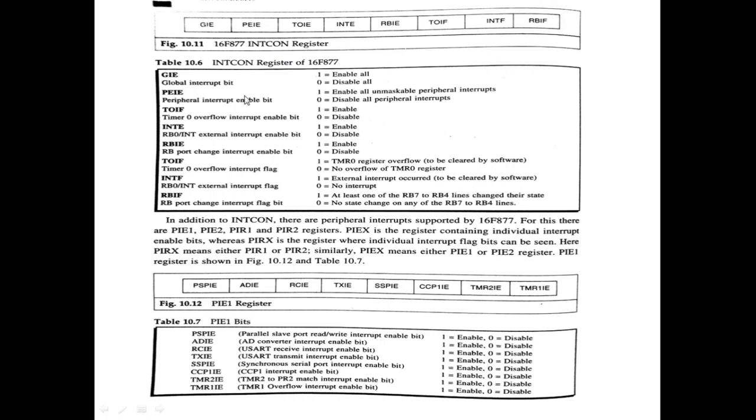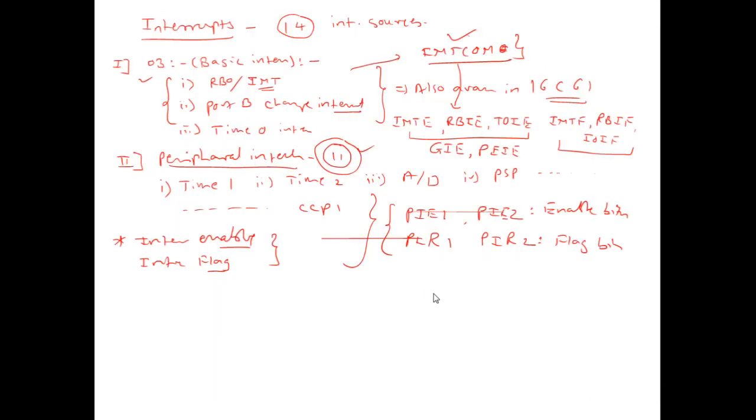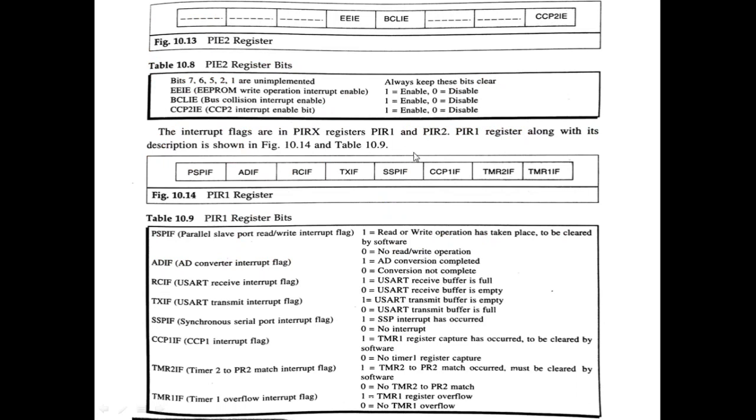Such 14 interrupting sources are available in our microcontroller. As we are going to discuss the different sections like the CCP sections, and after this, in the next chapter, we will be using these enable bits and flag bits for our programming. That's why I just told you how these are located in which registers. Is it clear?